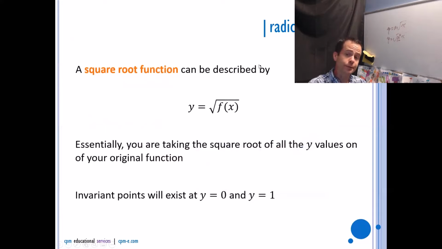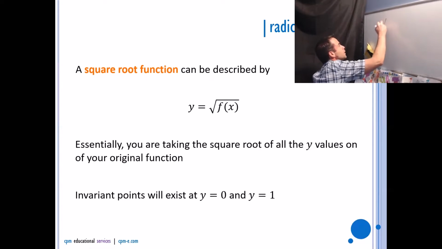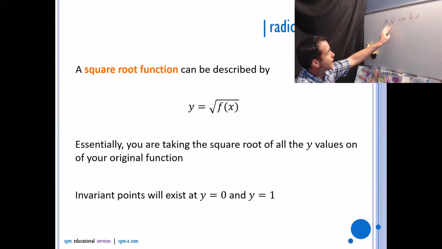Okay, a square root function can be described by y equals the root of f of x. Essentially, you're taking the square root of all the y values of your original function. So the point, for instance, 4, 16 would become the point 4, 4. What I want you to notice there is I did not touch x. X stays exactly the same. Lots of kids tell me that the point 4, 16 becomes the point 2, 4 because they get all excited that both of these are perfect squares. It doesn't matter. X stays the same. You're only square rooting y.